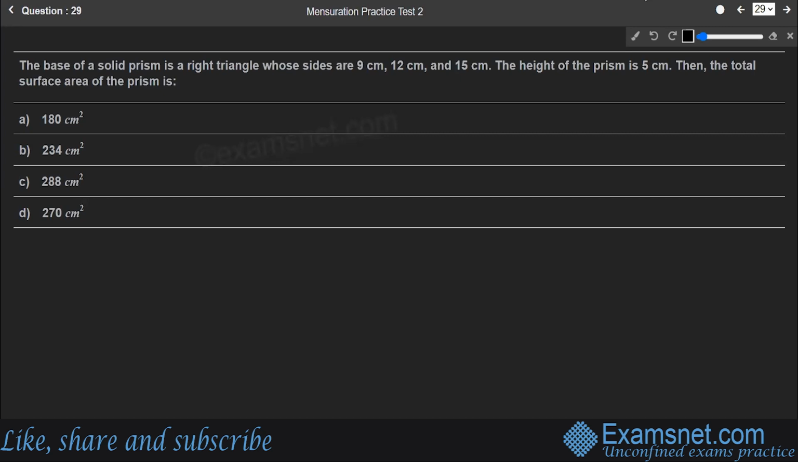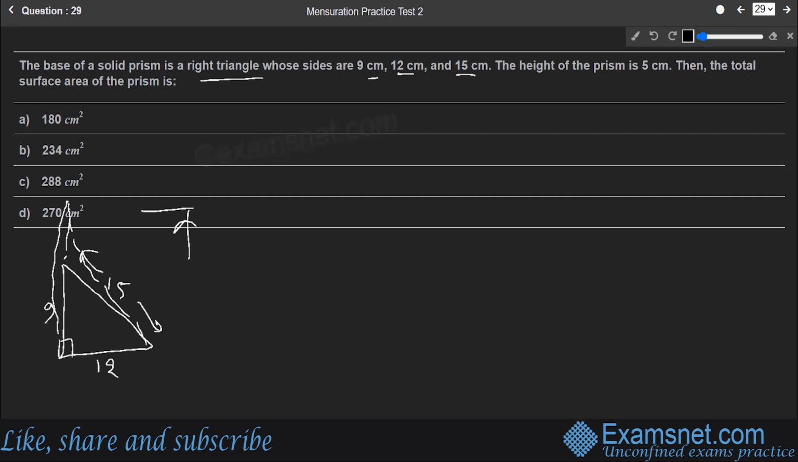The question says the base of a solid prism is a right triangle whose sides are 9 centimeters, 12 centimeters, and 15 centimeters. So the base has a 90 degree angle, with 9 and 12 as the other sides and 15 as the hypotenuse, the longest side. This is the prism created. The height of the prism is 5 centimeters, so this is like a 3D figure. The total height of the prism has been given as 5 centimeters. We need to know the formula of total surface area of the prism first.